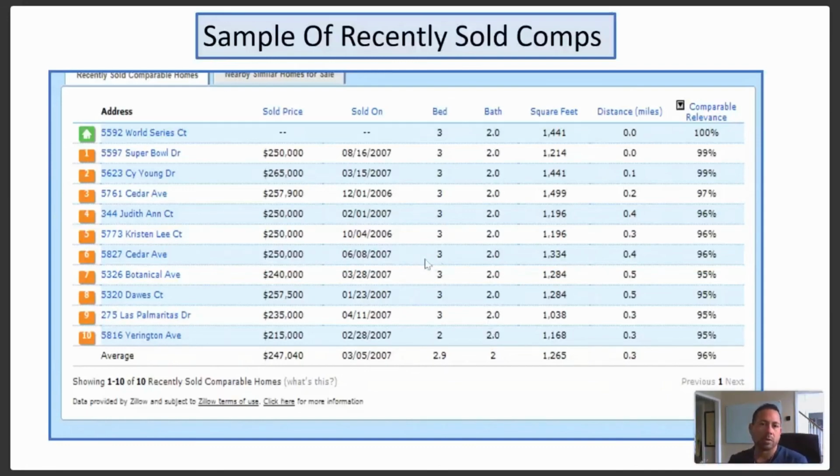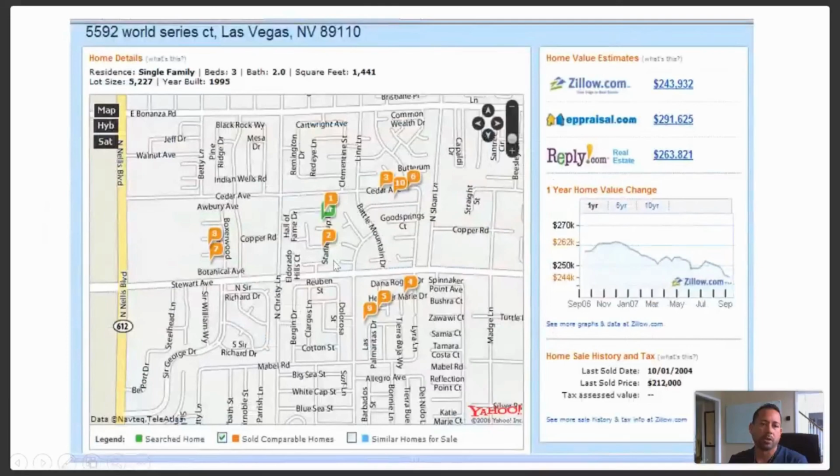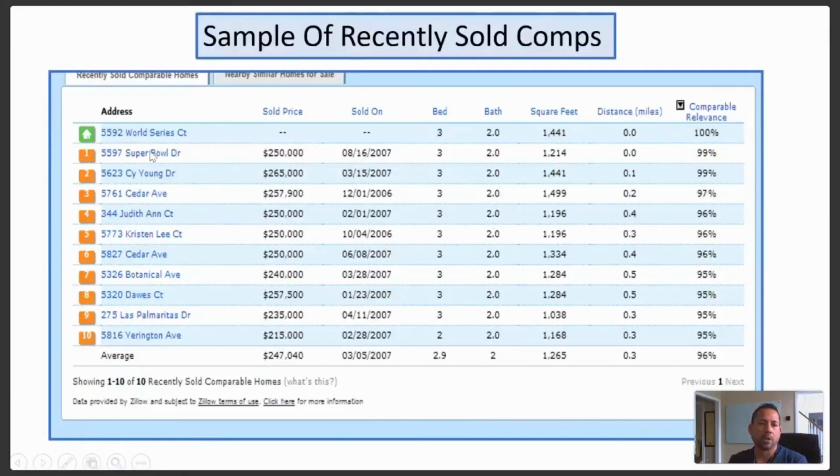Let's go back to the close ones. What were the closest ones? 1 and 2. Let's look at 1 and 2. Number 1, Super Bowl Drive, sold for $250, 3 bedroom, 2 bathroom, 1,200 square feet. The subject is 3 bedroom, 2 bathroom, 1,400 square feet. Number 2 sold for $265, 3 bedroom, 2 bathroom, 1,400 square feet. So number 2 has identical square footage to our property, and it sold for $265.